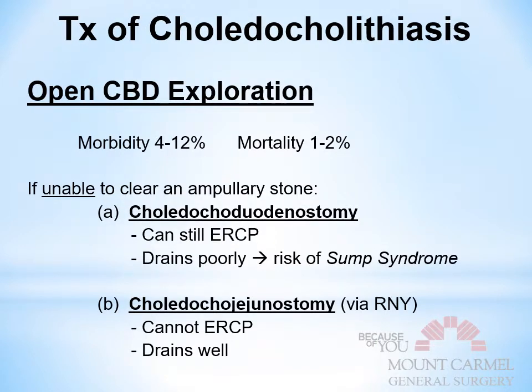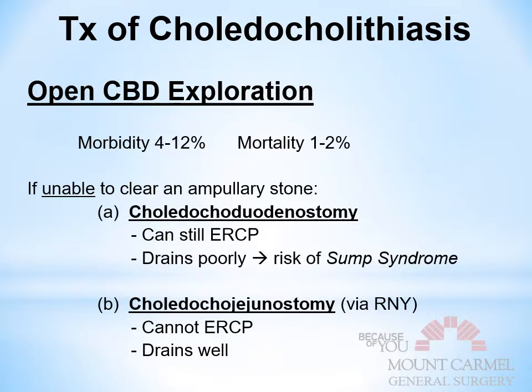Now, unfortunately, the morbidity of that common bile duct exploration is actually fairly high, 4 to 12%. Mortality is 1 to 2%, something like that. But if you're unable to clear the ampullary stone, then you've really got 2 options. One is a choledochoduodenostomy, and the second is a choledochojejunostomy.